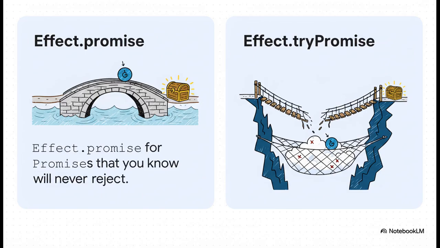And you know what? The exact same logic applies to your async code. A regular old promise has the same exact flaw we talked about. Its type signature hides the fact that it could reject. Effect fixes this with Effect.promise for promises you know are safe, and Effect.tryPromise for the ones that might fail, like a network request. It safely catches that rejection and makes it just another predictable, type-safe outcome.